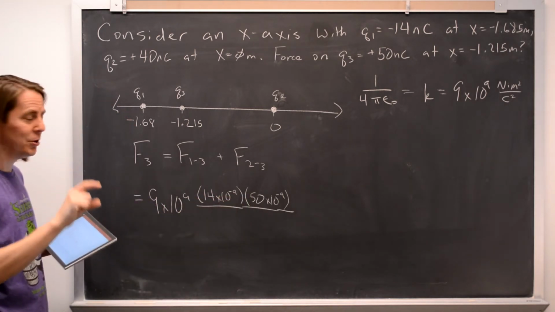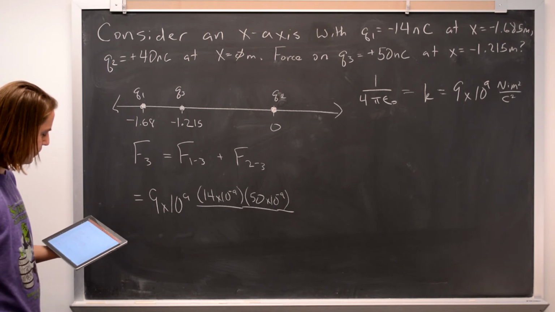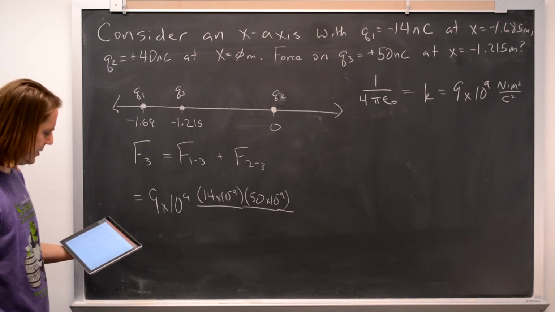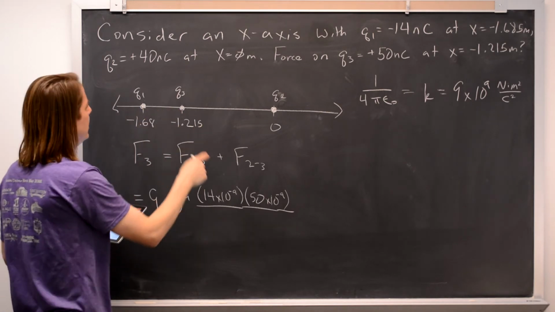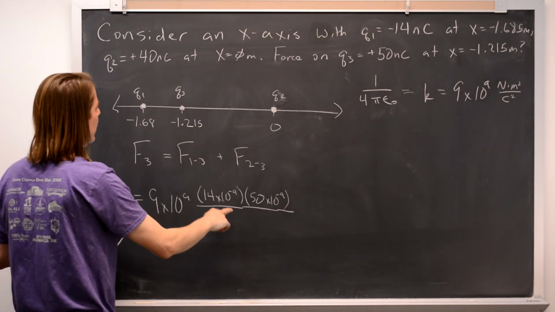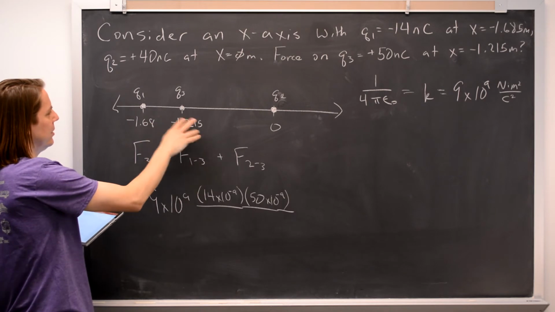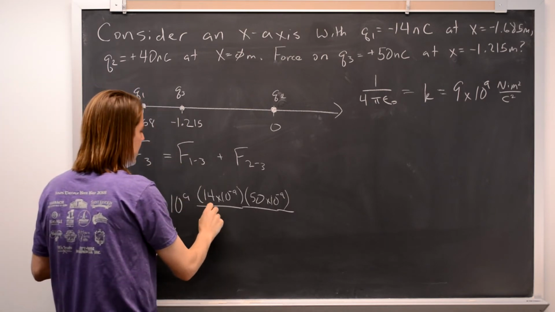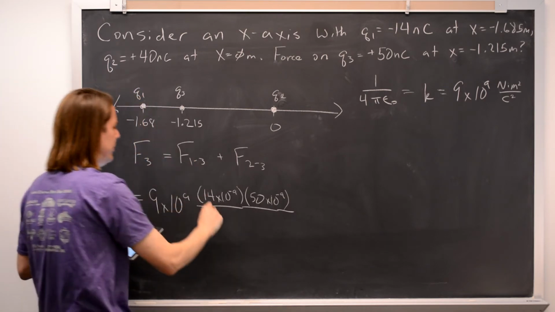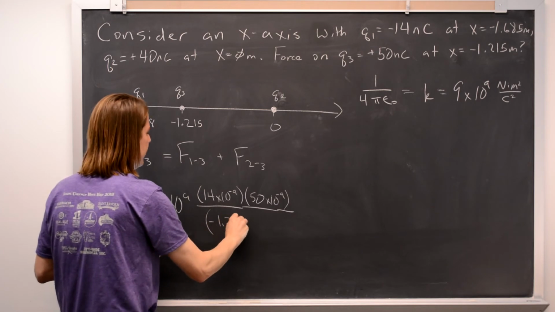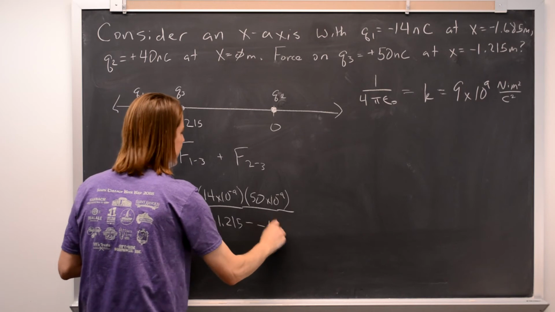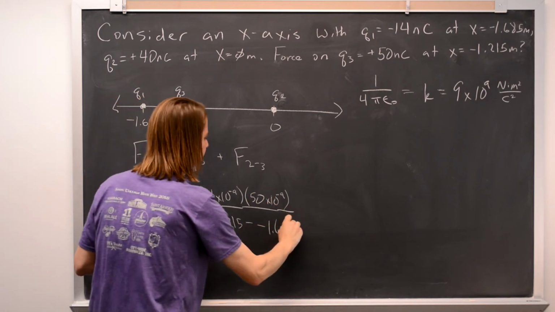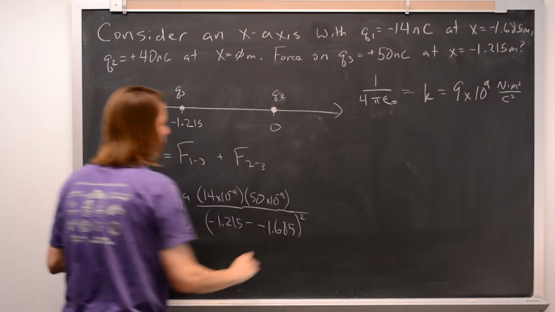If you look at the formula in the book, it's just the magnitude. And then, let's see, this is 1 to 3. So now we need the separation squared. And of course, for this one, the separation, you've got to do a subtraction. It's going to be this position minus 1.215, minus 1.68. It's equal to 0.47.